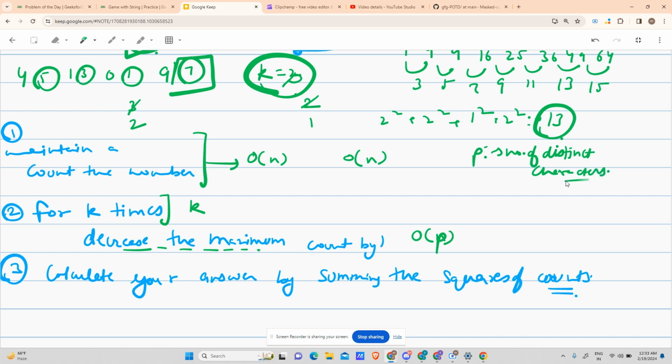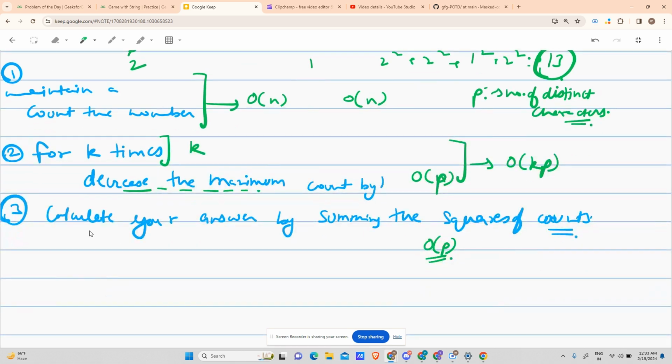Okay, hope you are understanding that. Decreasing the maximum count will take me O of p. So all in all, this second step will take me O of kp, with no extra space complexity obviously, and then the last step will take me O of p again, because of squaring. So what is my total time complexity? It is O of n plus O of kp plus O of p, which will be equal to the maximum of all these.